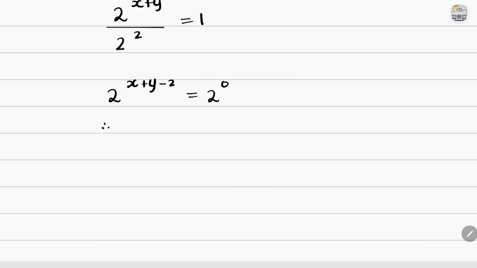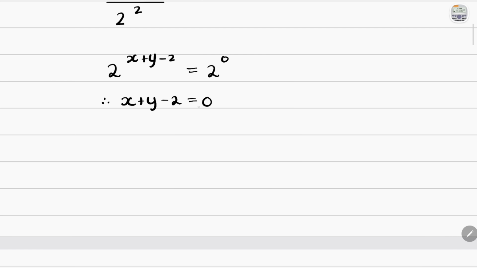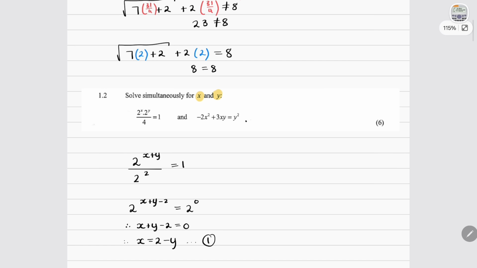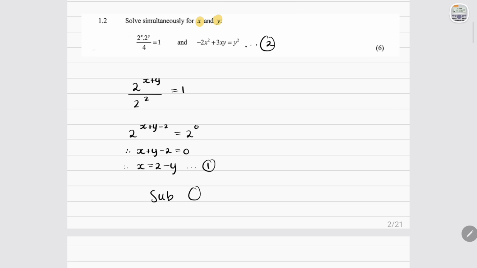And here's your linear equation now. We have x plus y minus 2 is equal to 0. Okay, I'm just going to go ahead and form equation 1 with this. And so I'll make something the subject. Let me choose x. So x is equal to, and then I'm going to take these over. So the 2 goes over, the negative 2 becomes positive, and then the y becomes negative y. Okay, and I'll call this equation number 1. And then this is equation number 2. And now we can go ahead and substitute equation 1 into equation 2.